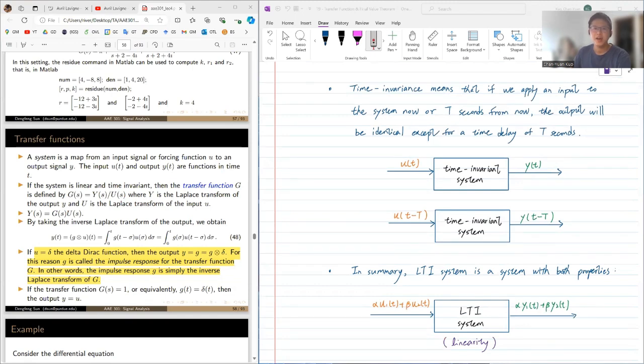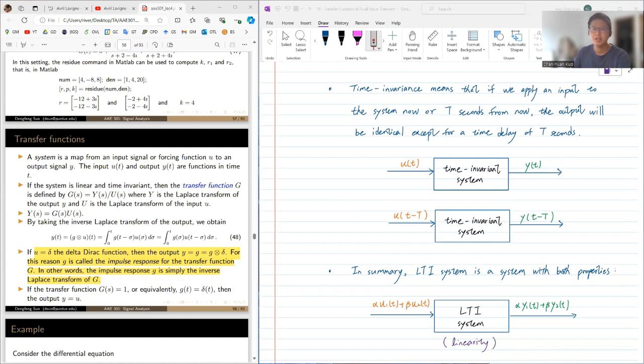Now, let's clarify what it means by time invariance. Here, time invariance means that if we apply an input to the system now or t seconds from now, the output will be identical except for a time delay of t seconds.